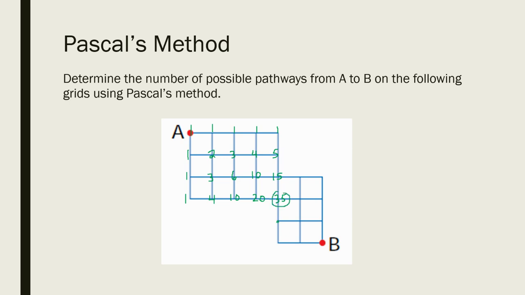To get to the point below it, there's only one way to get there, and it's from the square above. So we just carry down the 35, and then we carry down the 35 again. Unlike the previous ones where we just saw entries in Pascal's triangle, 35s don't appear in any more rows in Pascal's triangle.